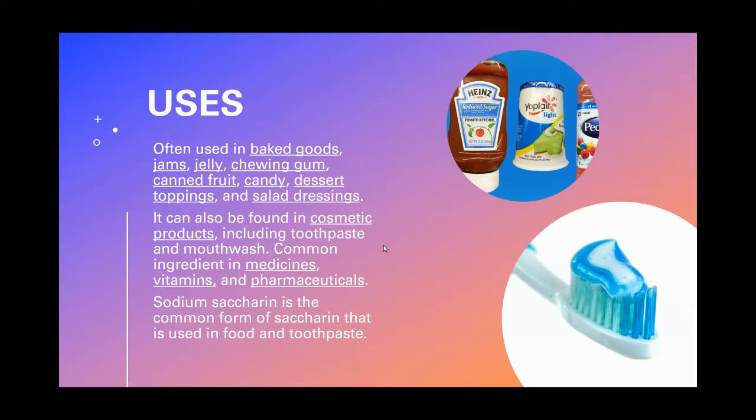It's often used in baked goods, jams, jellies, gums, canned fruit, candy, dessert toppings, salad dressings, and more foods. It can also be found in cosmetic products including toothpaste and mouthwash, and common ingredients in medicines, vitamins, and pharmaceuticals. Sodium saccharin is the common form of saccharin that is used in food and toothpaste.